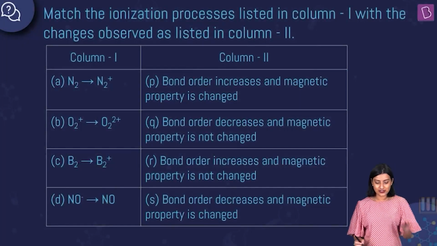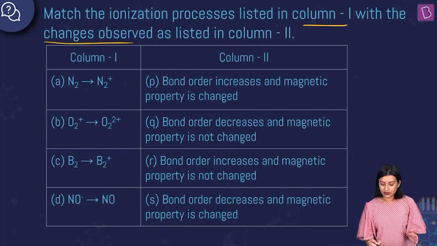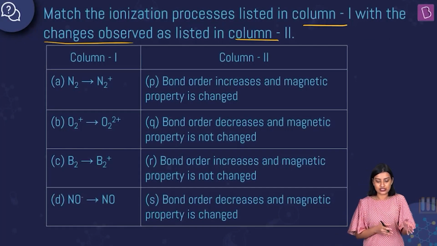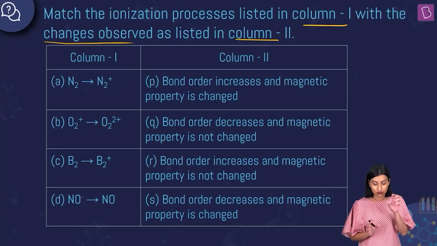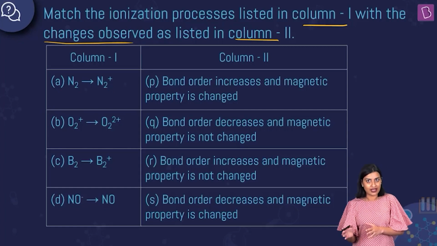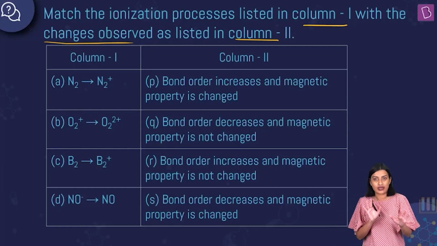So take a look at this question. Here they're saying match the ionization processes listed in column 1 with the changes observed as listed in column 2. Your column 1 is talking about certain changes like N2 gives you N2 plus, O2 plus gives you O2 2 plus, such changes. And because of these chemical changes, what are the changes observed in your bond order and magnetic behavior? That is your paramagnetic and diamagnetic behavior. That is what the question is trying to get at.